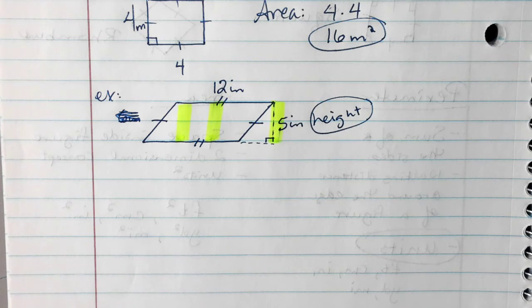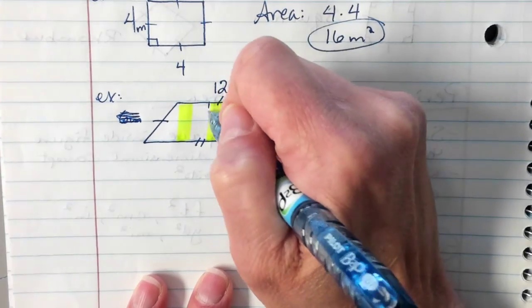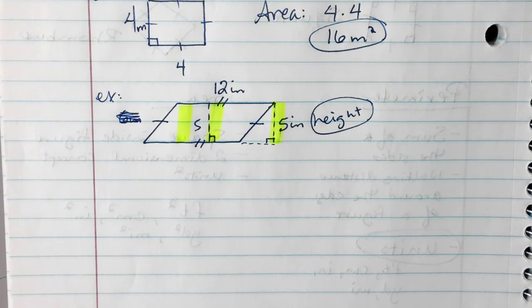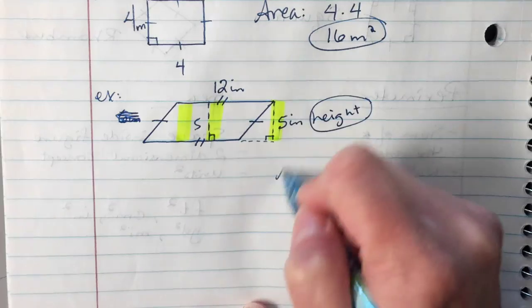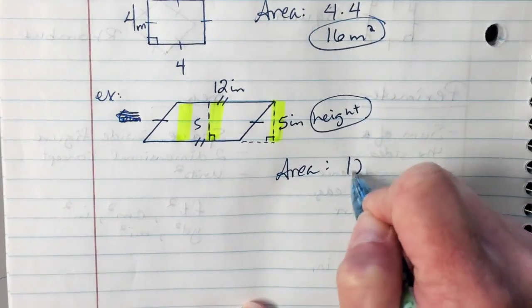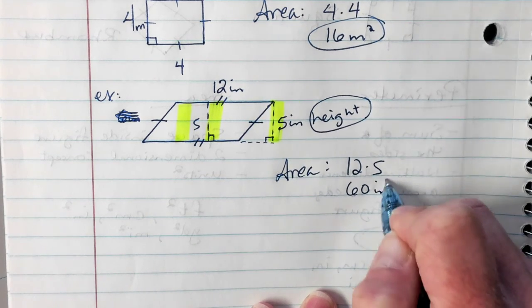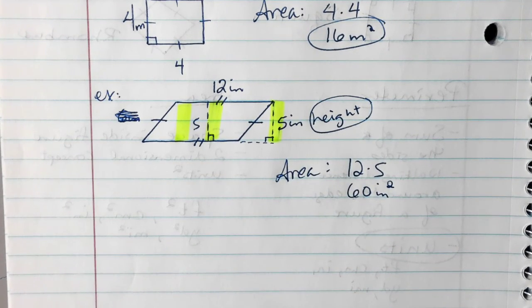Sometimes the height is drawn on the outside. Sometimes the height is drawn on the inside. It doesn't matter. As long as that height is perpendicular to the location of where the base is, you guys are good to go. So keep that in mind. Sometimes it's outside, sometimes it's inside. So the area of this parallelogram is going to be 12 times 5. That's 60 inches squared.